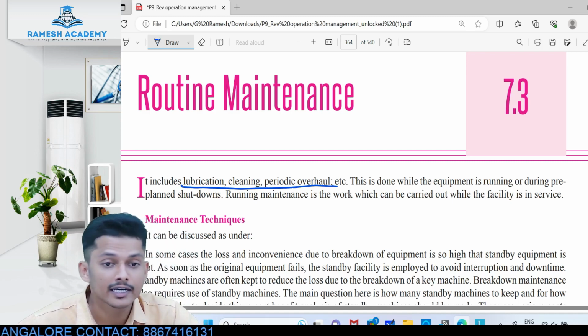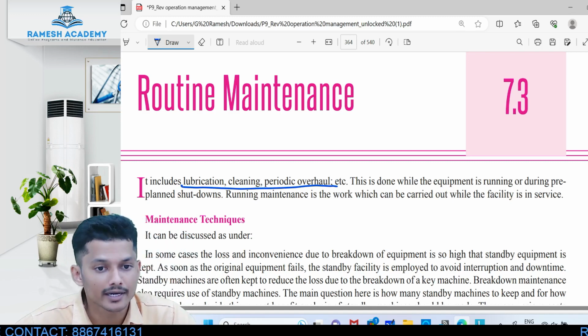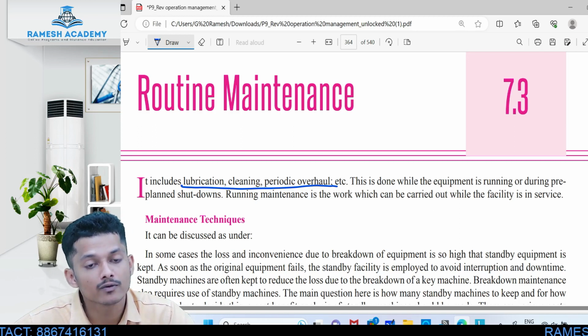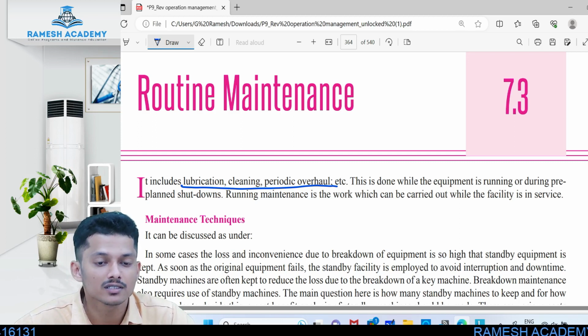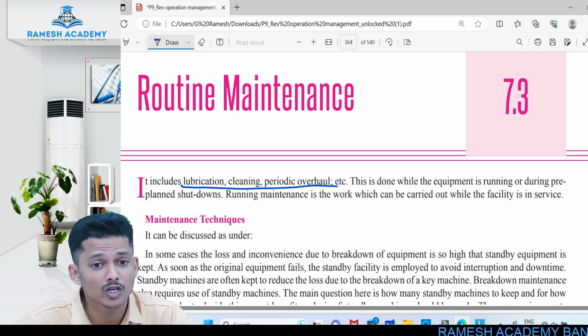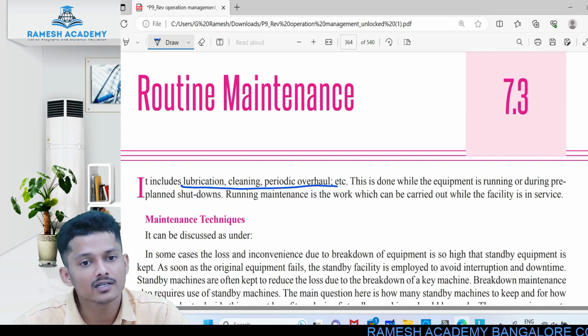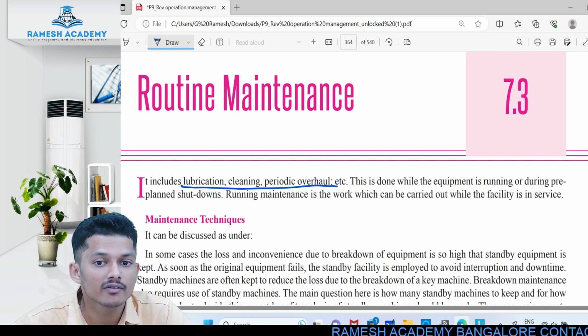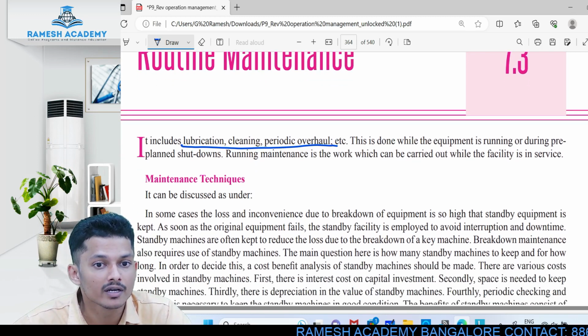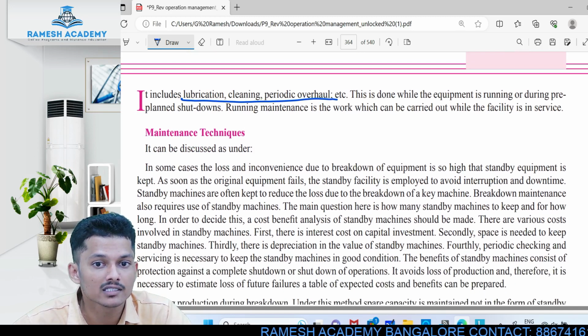Okay, like in your home, suppose the fan gives sounds. So what do you do? You lubricate it, you add oil so that the fan would not give that creaking sound again. So you take it as routine maintenance. You need not go for prevention, or you need not only check up when the problem occurs. You routinely do the things. This is done while the equipment is running or during a pre-planned schedule. Running maintenance is the work which can be carried out while the factory is in service.